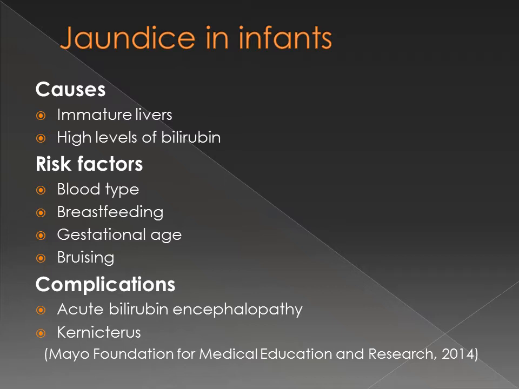Jaundice in infants is caused by an immature liver that is unable to quickly remove bilirubin from the bloodstream. Risk factors for jaundice in infants include a different blood type than their mothers, prematurity, and bruising, and that can all contribute to an infant becoming jaundiced. Many infants have some jaundice, however high levels of bilirubin can have serious complications including brain damage.